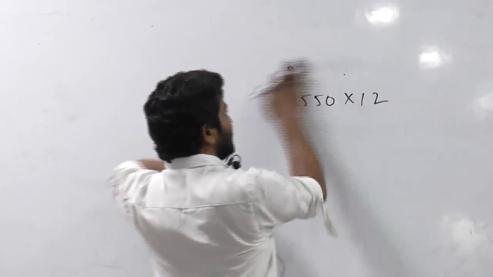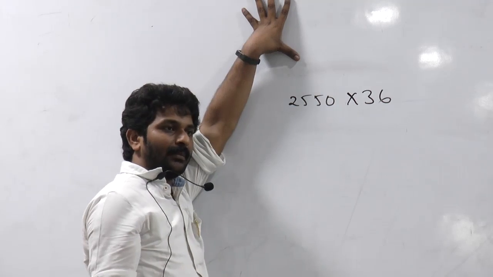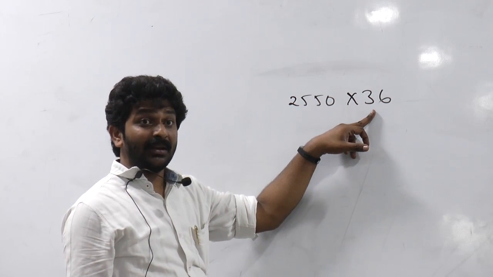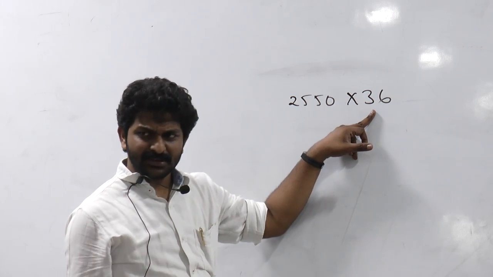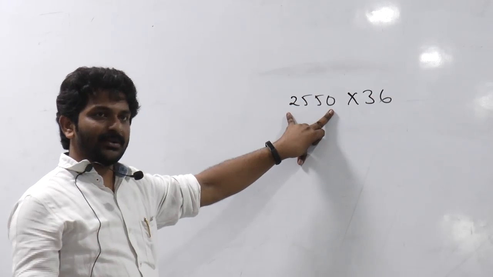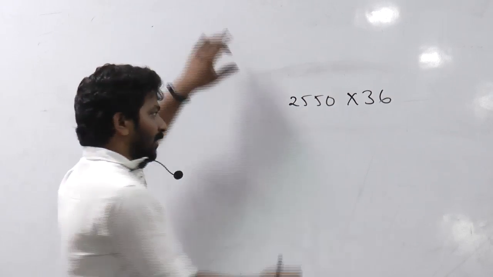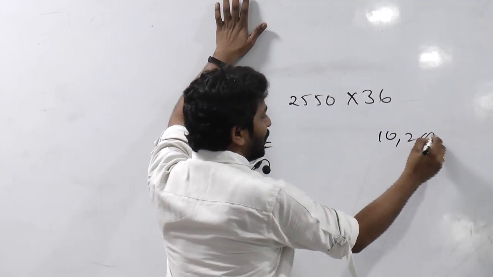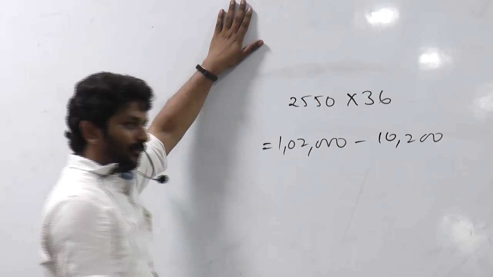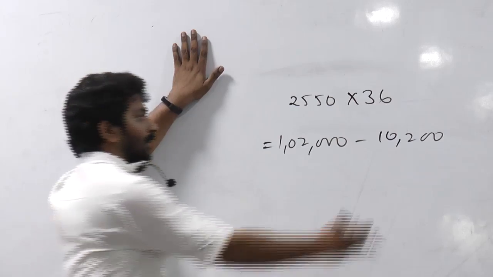So your answer is 2,550 into 36, straightforward. I will treat this number 36 as 40 minus 4. Let's calculate 4 times first. 2,550 double, 5,100, again double, 10,200. If 4 times is 10,200, 40 times will be 1,02,000, and you need to subtract 4 times of this, right? You need to subtract 200.